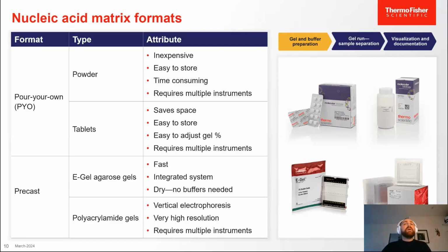For tablets, you get away with not needing to weigh. It also takes up much less space. It is very easy to store, and it's very easy to adjust the agarose gel percentage that you wish to achieve. Because each tablet is just 1 gram, you just pop it in, and then you have your agarose gel of the needed percentage instead of needing to weigh it out.